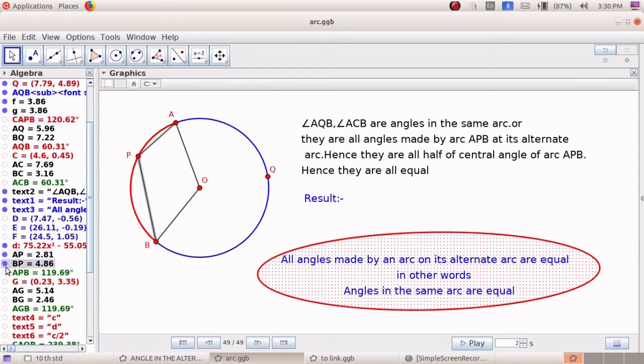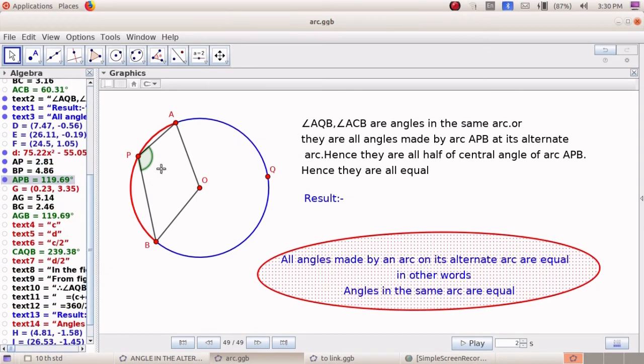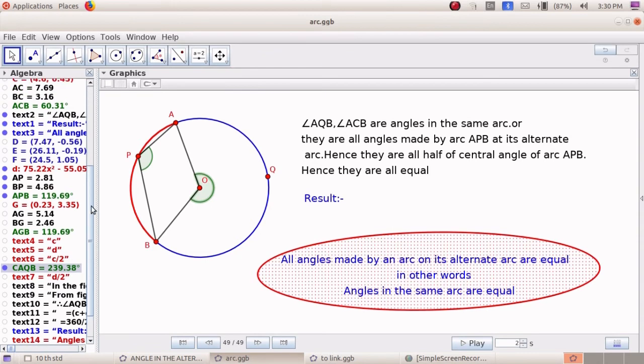We will get an angle there. We see that angle will be half of the central angle of arc AQB. That means this angle will be half of this. Like that, if we had taken some other point somewhere here, when we join the end points of the arc AQB to a point on its alternate arc, the angle made there will be half of this one.